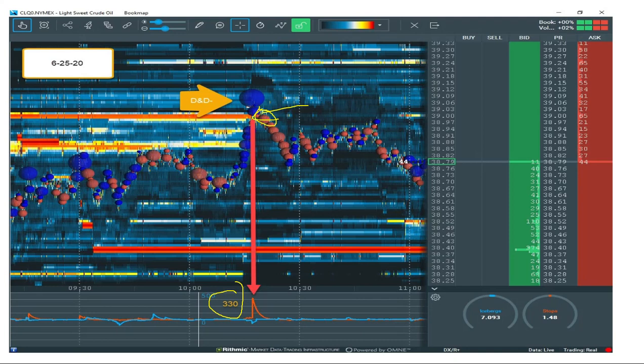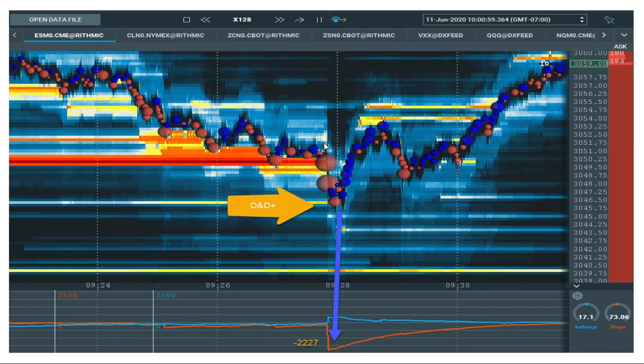Next example. This is our last example. So this is the E-mini S&P again. This is a monster stop. Our threshold is 500. This is 2,200. Let me get my little thing. You get 2,200 sell stops, right? Again, uninformed traders, not the smart money, no continuation.